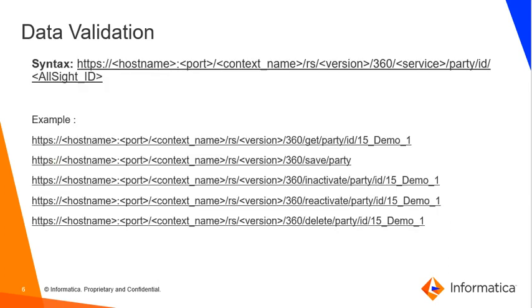So here there is a syntax on how to view the data in the REST client. You can give the host name and port number and then the context name, whether it's a real-time service, and then you need to provide the version of the all-site or C360i you are using, and then the service name, whether you are trying to get the data or save the data, or inactive, reactive, delete, whatever operation you're trying to do.